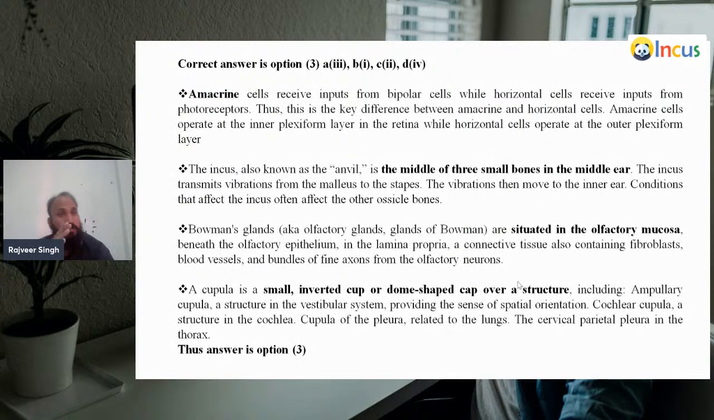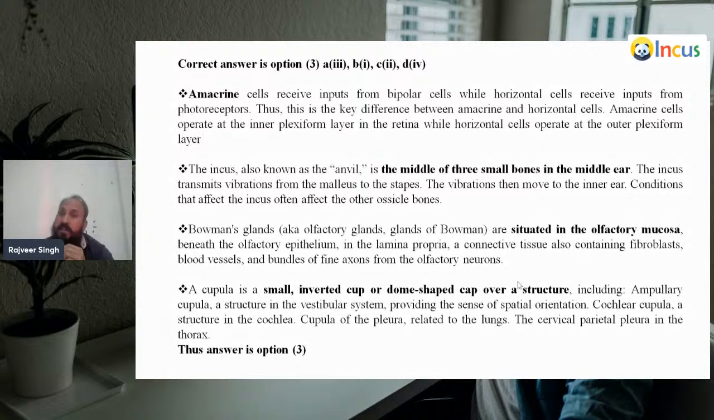If I talk more and describe the amacrine cells, amacrine cells receive input from bipolar cells, while horizontal cells receive inputs from the photoreceptors. Thus, this is the key difference between amacrine and horizontal cells. Amacrine cells operate at the inner plexiform layer in the retina, while horizontal cells operate at the outer plexiform layer. Is it fine?